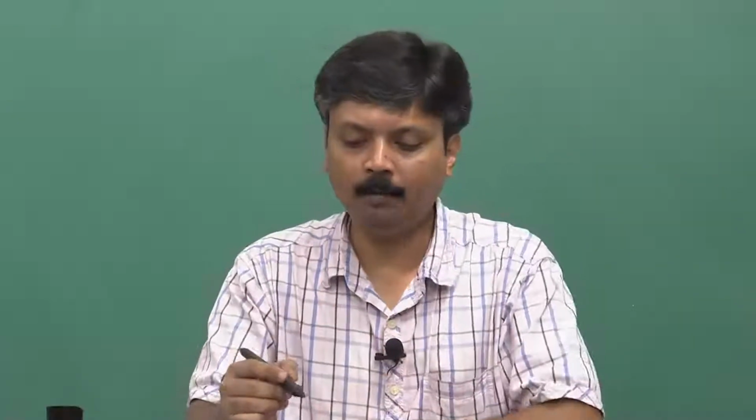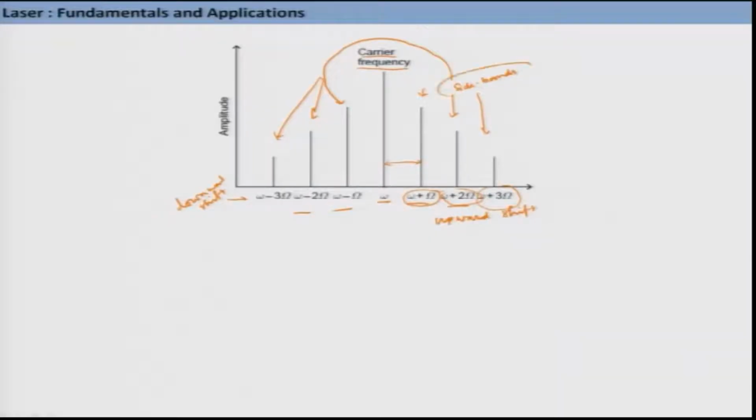For the time being, if I somehow minimize these sidebands, make huge losses to these sidebands, then they will disappear, and the same will happen for the others also. The only thing which will remain is this frequency, and that will be magnified because it will have the gain, and we know that when the gain becomes non-linear, then I will have a chance of laser output.